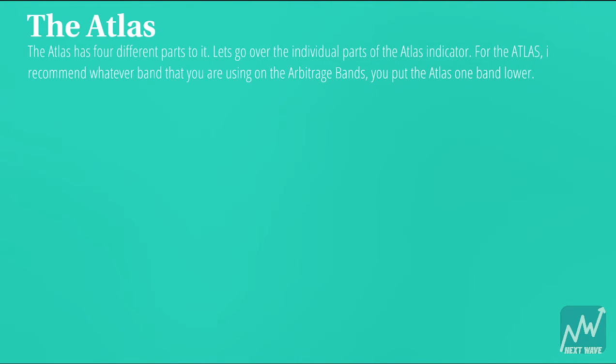The atlas has 4 different parts to it. Let's go over the individual parts of the atlas indicator. For the atlas, I recommend whatever band that you are using on the regular arbitrage bands, you put the atlas 1 band lower. So for instance, if you are using the arbitrage band, then I would suggest that you put the atlas on the RSI band.